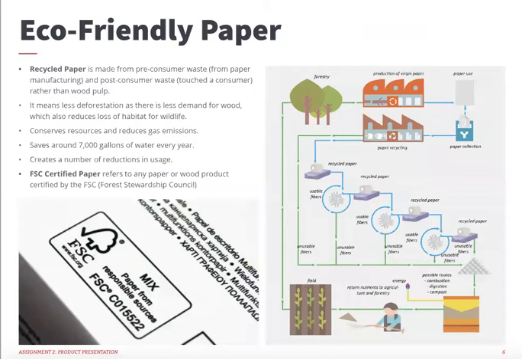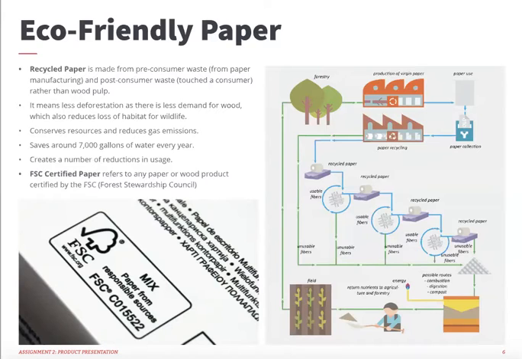Recycled paper is made from pre-consumer waste from paper manufacturing and printing processes, and post-consumer waste, that which has touched a consumer, instead of raw materials. Paper products can be recycled into this type of paper, which means there is less deforestation as there is less of a demand for wood, which also reduces the loss of habitat for wildlife. It conserves resources and reduces gas emissions while also saving around 7,000 gallons of water every year. By using this method of production, we reduce our usage of wood by 100%, our total energy consumption is reduced by 27%, the amount of water we waste is reduced by 33%, gas emissions are reduced by 28%, and the solid waste is reduced by 54%.